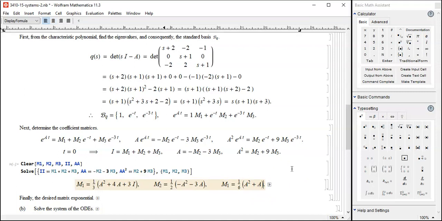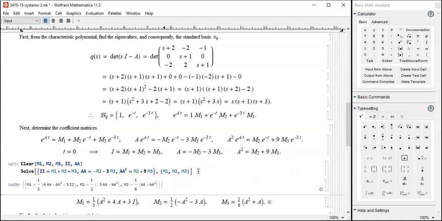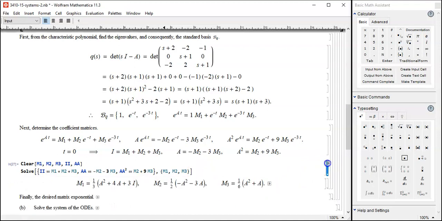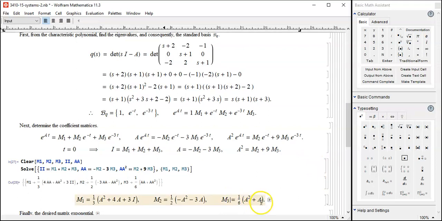Oh, wait a minute. I think I meant M3 here. Yeah, I'm sure that was a mistake. Yes, okay, that was M3, not M1. Okay. Okay, I corrected it.